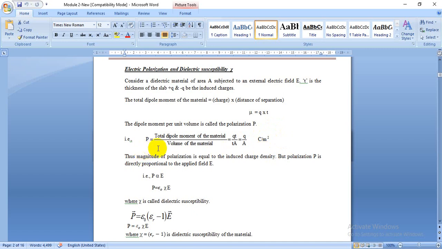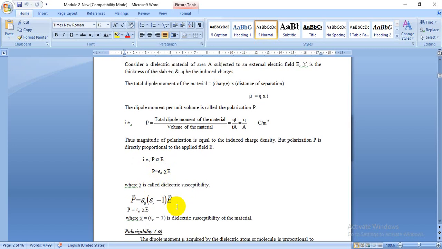Directly we can say that polarization highly depends on the applied electric field E. So P is directly proportional to E, the applied field. To remove the proportionality symbol, we introduce the constants epsilon naught and chi. Epsilon naught is for free space, because we are not considering any material here. Chi is the dielectric susceptibility, which is a constant. So P is equal to epsilon naught chi into E.